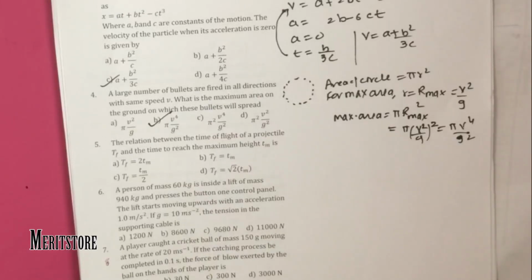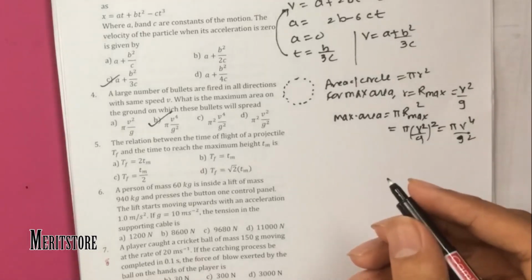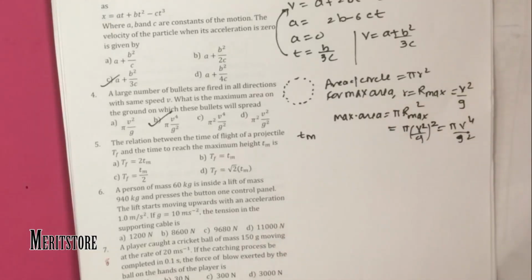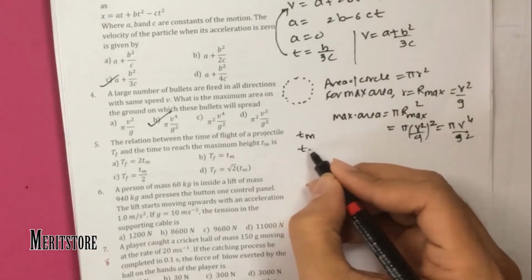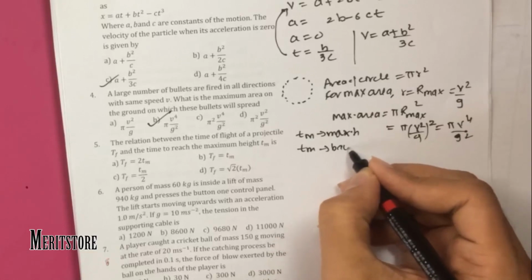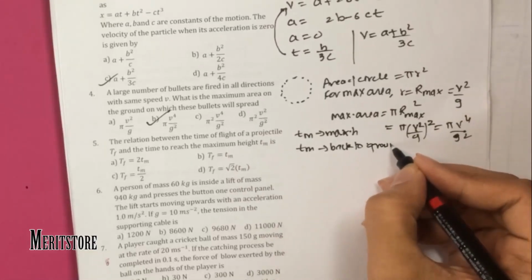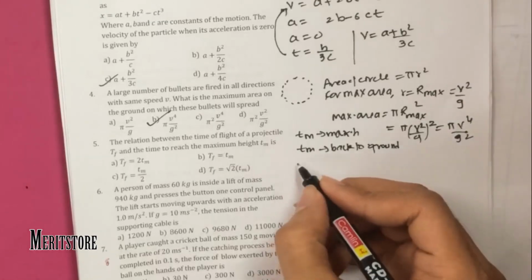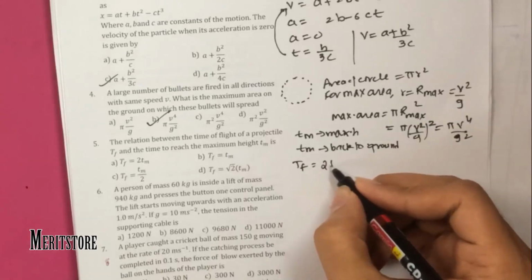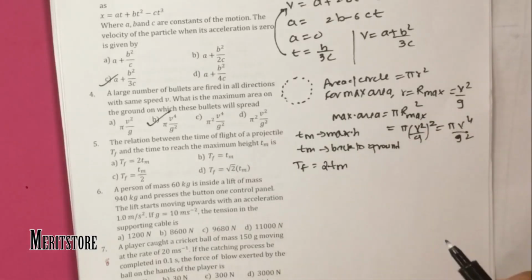Question 5. The relationship between the time of flight of a projectile Tf and the time to reach maximum height Tm is. Time to reach maximum height is Tm. Same way time to reach back to the ground would also be Tm. So max height and back to ground, both would be Tm. So the time of flight would be time to reach maximum height plus the time to reach back to ground, that will be 2 Tm. So Tf would be equal to 2 times Tm, that is option A.